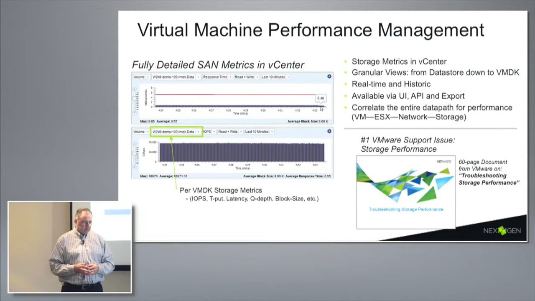There's a 60-page document from VMware on troubleshooting storage performance. The real goal we have here is to streamline that and provide that information at their fingertips, so they can quickly identify that this virtual machine is having an issue, what volume it might be located on, and whether they need to make an adjustment to quality of service policies, that type of thing.